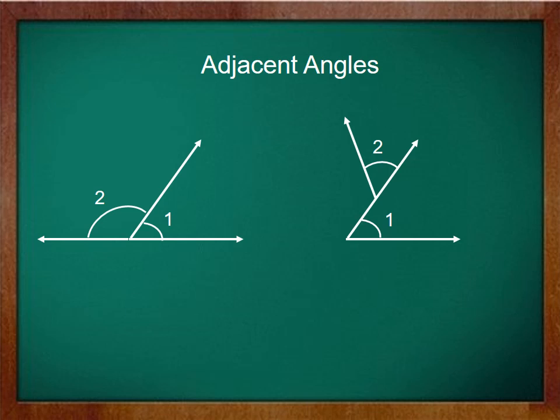Now let's take a look at the angles on the right-hand side. Both these angles have a common arm. The non-common arms are on either side of the common arm, but they have different vertices. Angle 2 has a vertex here and angle 1's vertex is here. Therefore, they have a non-common vertex. Therefore, the angles on the right-hand side are not adjacent angles.